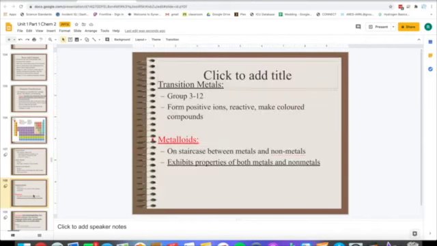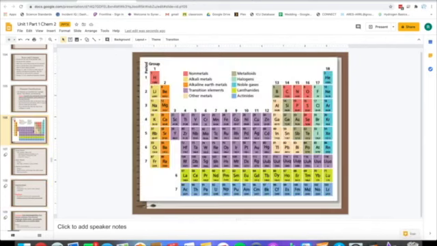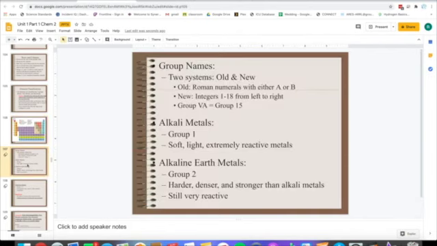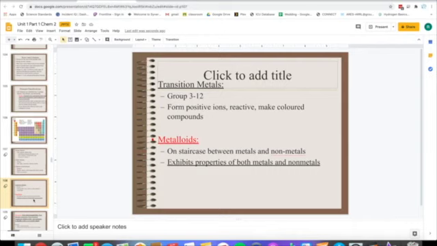Then you have your transition metals, which is group 3 through 12, so everything that's right here in the middle. And those form positive ions. They are reactive and they make colored compounds. That's where you find your gold, your silver, and all those. All right, so that's it for the metals.